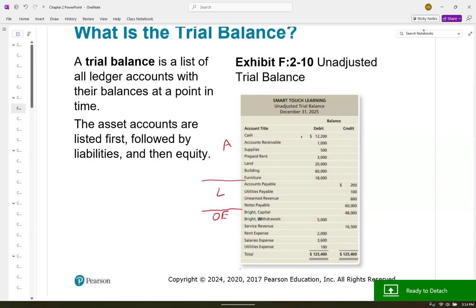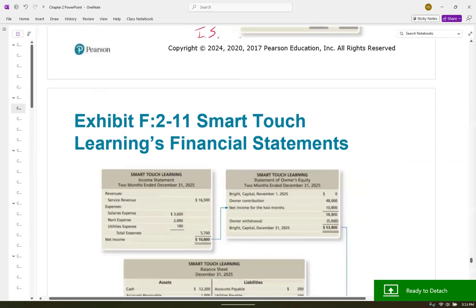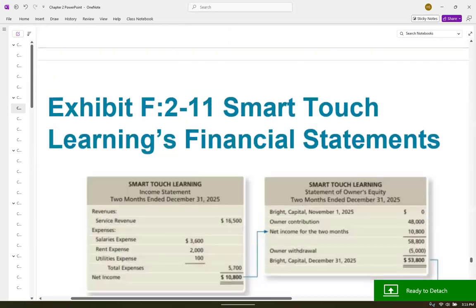Okay. If you draw an imaginary line between revenues and withdrawals, everything below here is on the income statement. Everything above that goes to the balance sheet. Okay. But this is not a financial statement. We use this trial balance to prepare the financial statements. And we have to do them in order. Remember in the previous chapter, we went through all of those and I showed you how you have to do them in order. Okay. So the very first one they're going to do is the income statement.